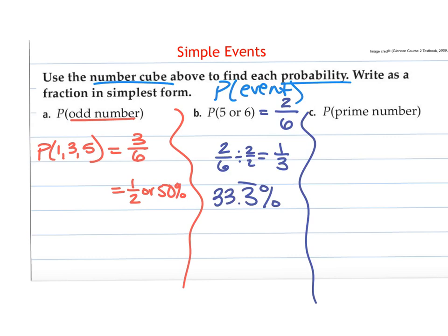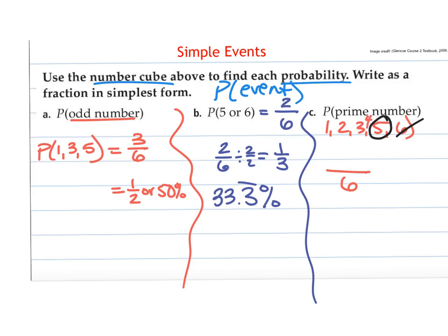Prime number now. So we have to think about prime numbers. Think about our digits 1, 2, 3, 5, and 6. So for that event, again, I know there are 6 possible outcomes total when I roll a dice. Prime numbers are numbers that have only factors of 1 and itself. So 6 is out because 6 is 2 times 3. 5 is prime.